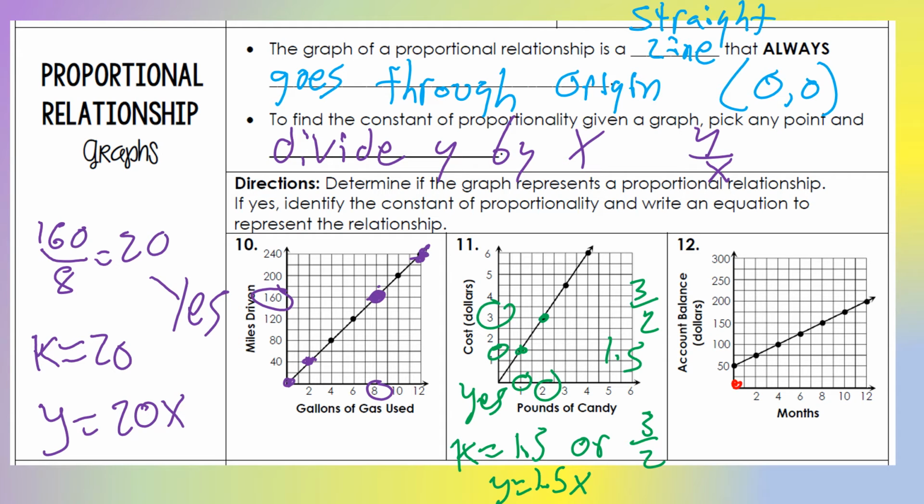And then the last one, does it go to the origin? No, so we cannot find either the constant of proportionality or the equation that represents the proportional relationship. So if it's not proportional, you don't have to do any other work. Just write the word no.